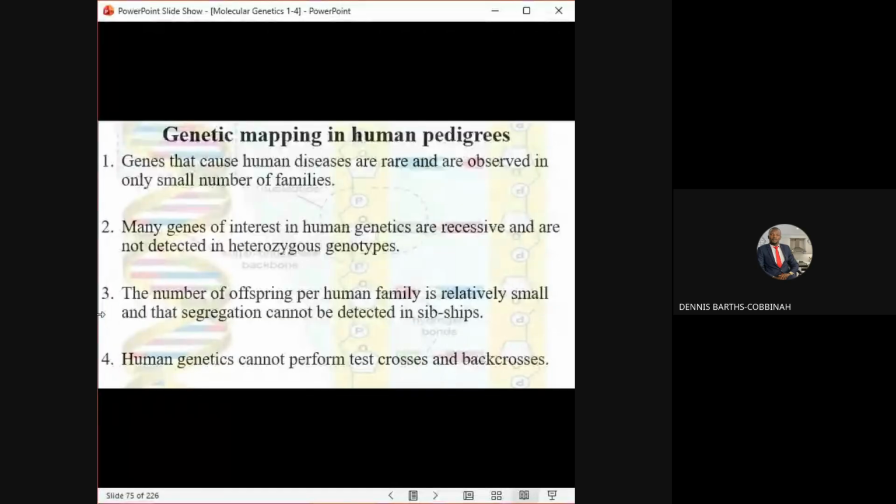It is not done in humans. You cannot do that. Also, back cross: an individual exhibiting a desired characteristic, one of the offspring is used to cross the parents to maintain such characters in the family.